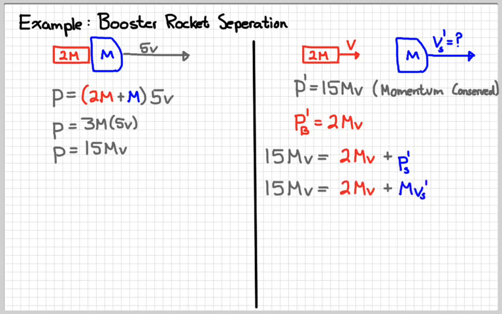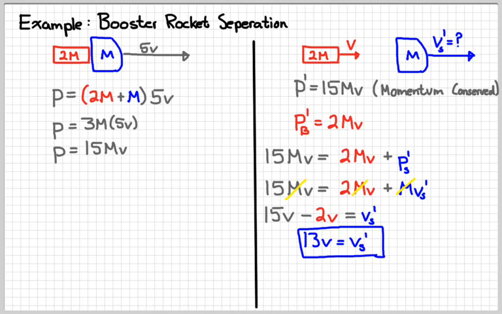I can set the momentum equal to m times the velocity, so it'll look like this. It's simplifying a little bit. I can eliminate those m's since they're all the same. And so solving for the velocity of the blue part, it would give me 13v.